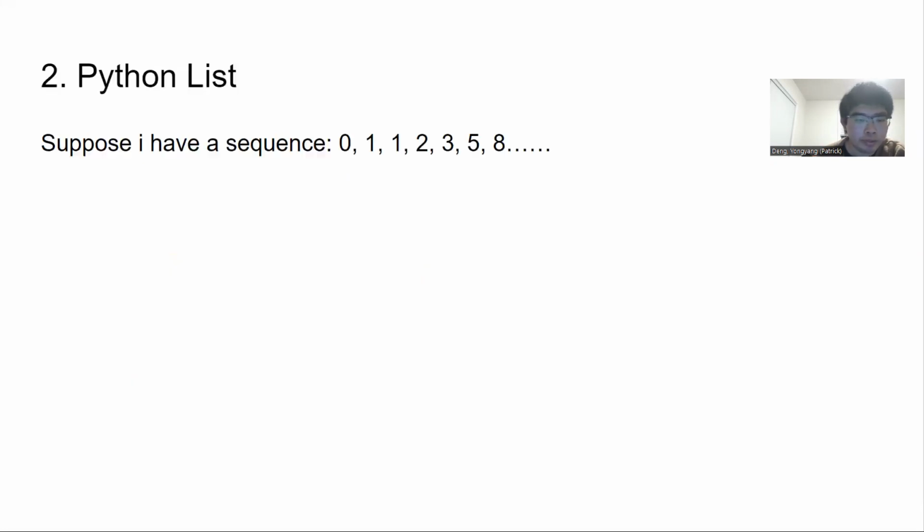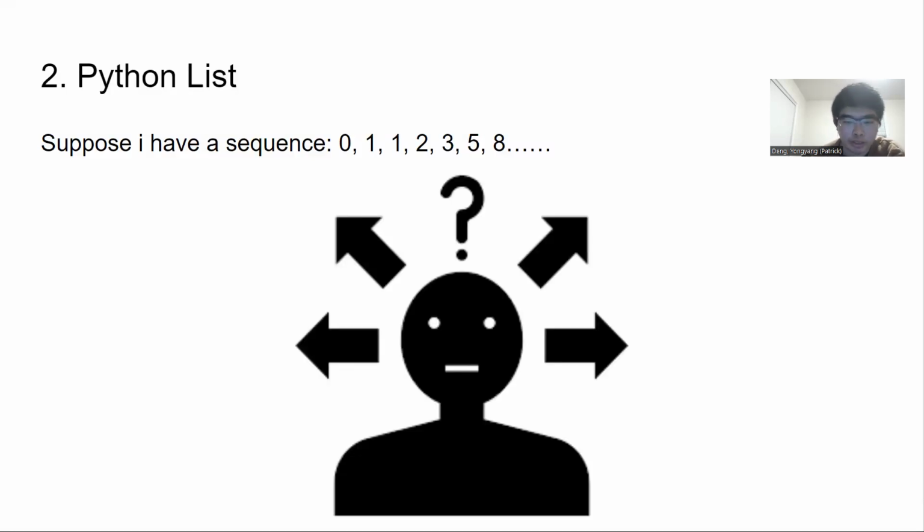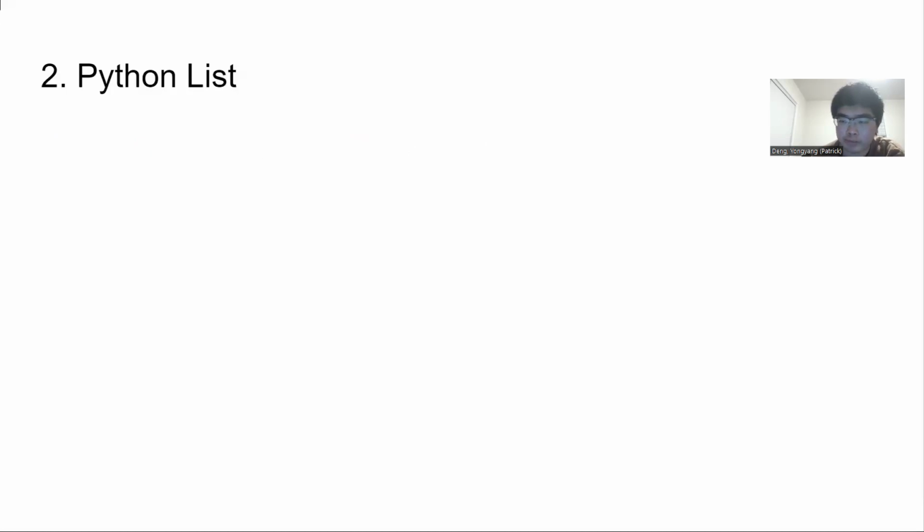So in Python list, suppose I have a sequence, for example, Fibonacci sequence, starts from 0, 1, and then the third one will be the sum of the first two members. Okay, well, 1, 1. So I want to store so many numbers into a variable, like store all of them into a variable. What am I supposed to do? We only have integer that can store a number to a variable at a time. How can I store all of them? So we can use a Python list.